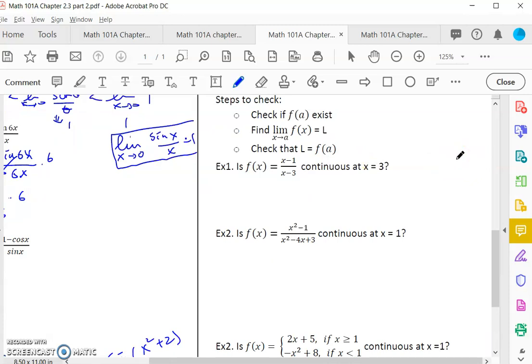Is 1 over (x minus 3) continuous at x equal to 3? We know that if we put in x equal to 3, we have a divide by 0. So it is not in the domain, right? It's not in the domain. So x equal to 3 is not defined, right? It is not in the domain. So it must not be continuous. Not continuous. So f of x is not continuous at x equal to 3.